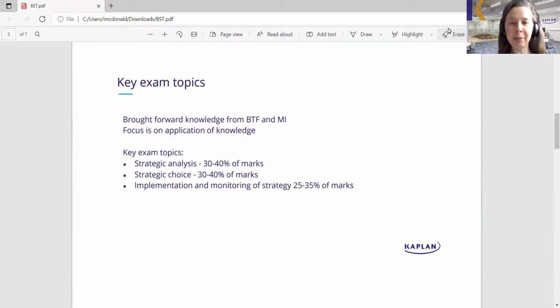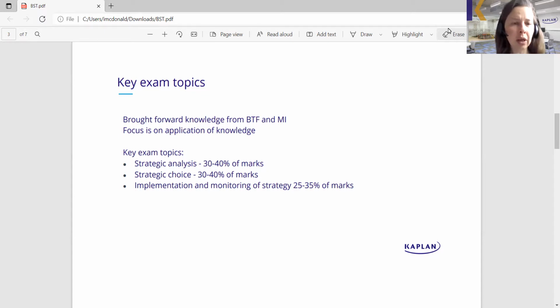In terms of the exam itself, once you open the paper, you'll find that many of the topics of BST are already familiar to you from the certificate level. If you remember papers like Business, Technology and Finance, or Management Information, there's going to be quite a significant overlap in the knowledge base between them and BST. However, at BST level, the focus is on application of knowledge. So you will need to put your ideas in context and relate them to the specific organization given in the exam.